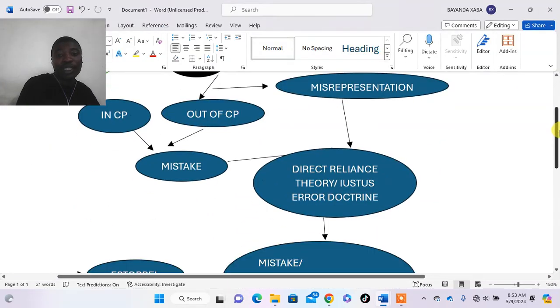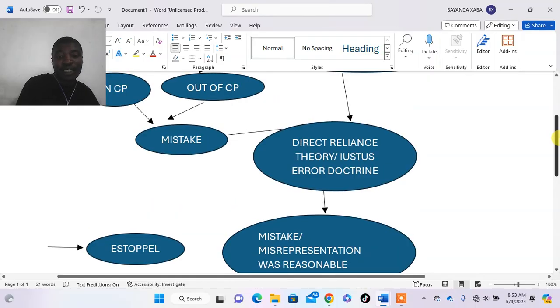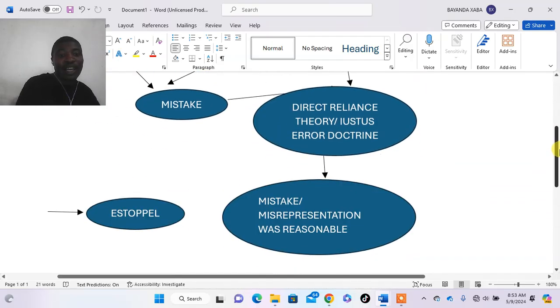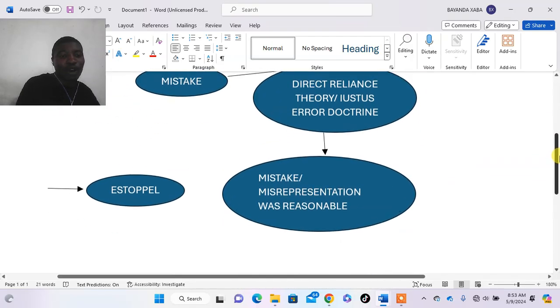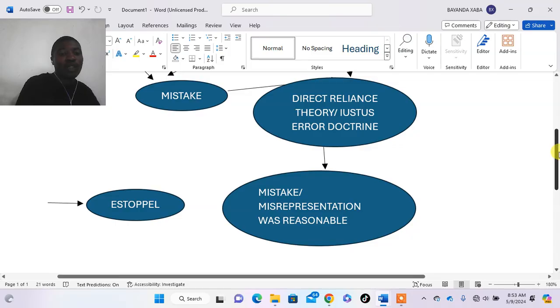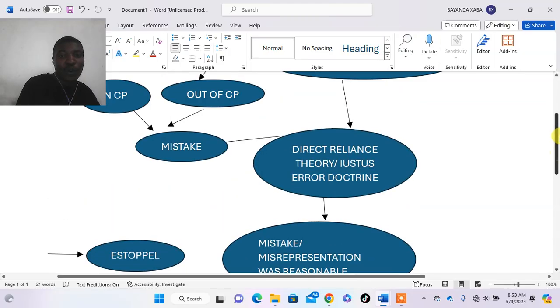We have talked about this one, direct is to us, and I told you that the mistake should be proven, that is reasonable. And now, if that person is enforcing the contract, it means that he is relying on estoppel. I told you about this thing. So it's very much clear that now you know.